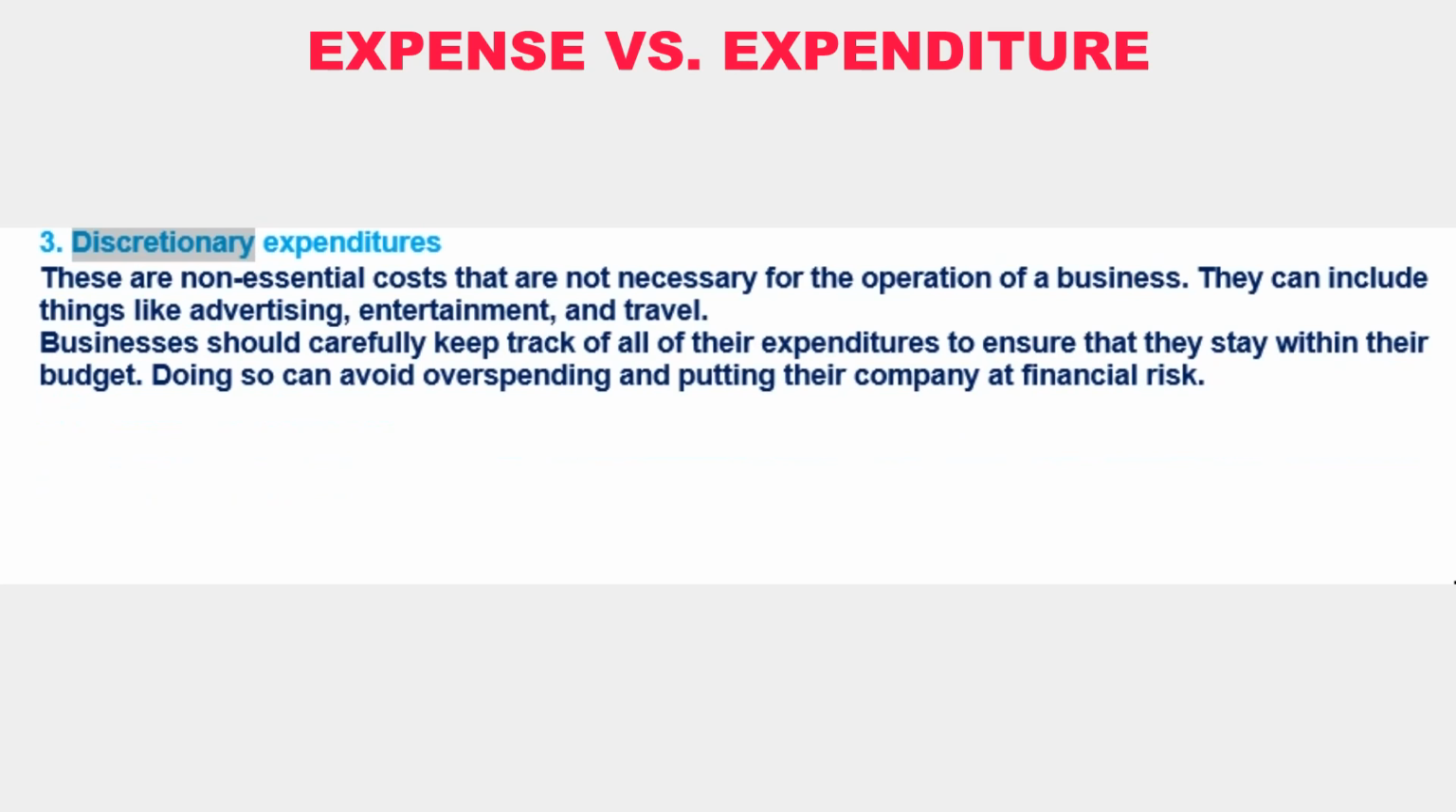3. Discretionary expenditures. These are non-essential costs that are not necessary for the operation of a business. They can include things like advertising, entertainment, and travel. Businesses should carefully keep track of all of their expenditures to ensure that they stay within their budget. Doing so can avoid overspending and putting their company at financial risk.